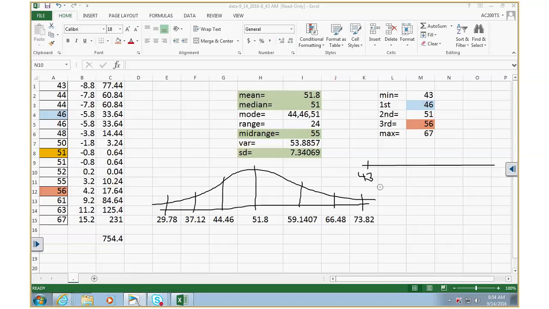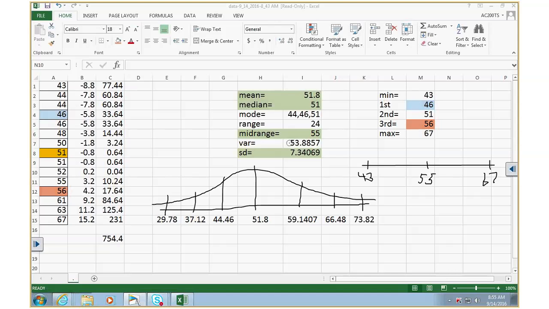Okay? So that's 43. What's up here? 67. And right in the middle is the mid-range. Mid-range is 55. Now you need to make a circle or highlight that 55, and you need to highlight this 55 over here, because the mid-range, if you're not doing a frequency distribution, that's the only time you use the mid-range, is on the number line.